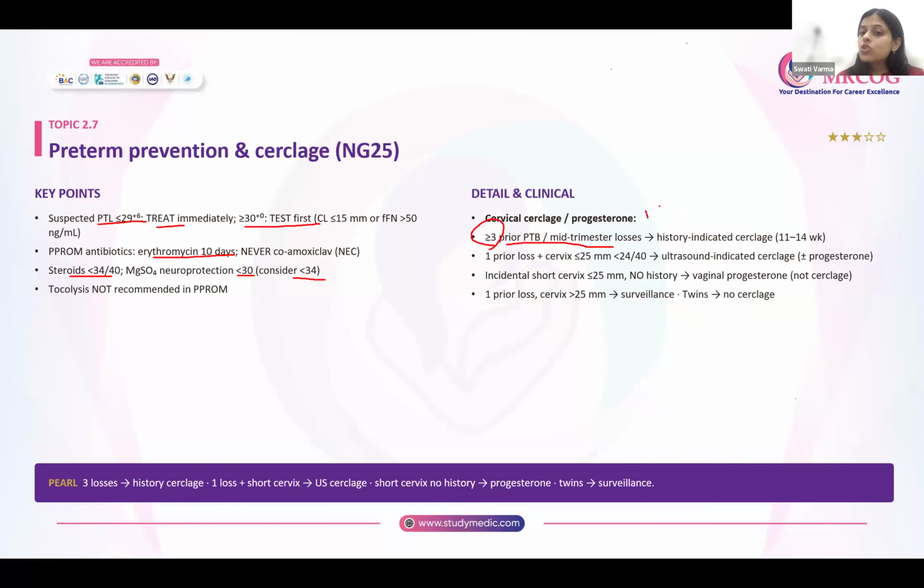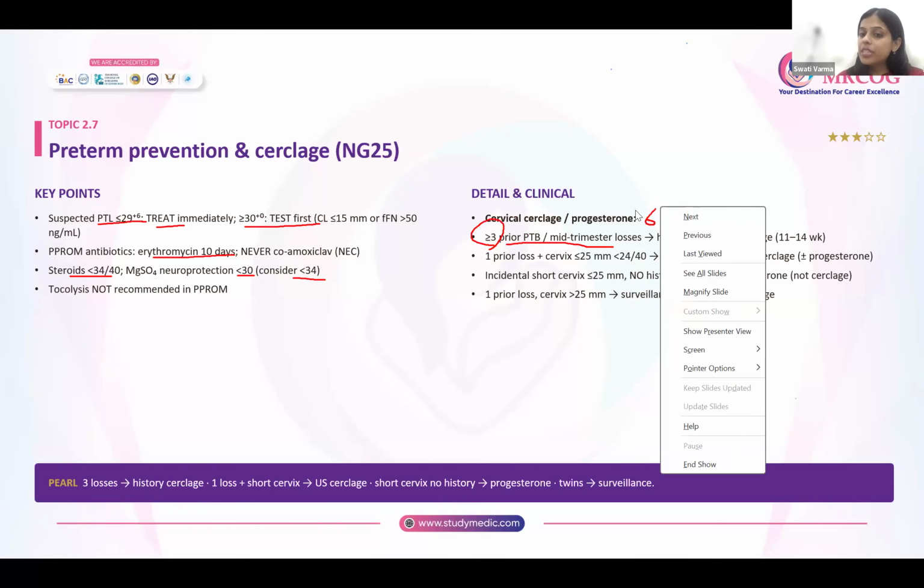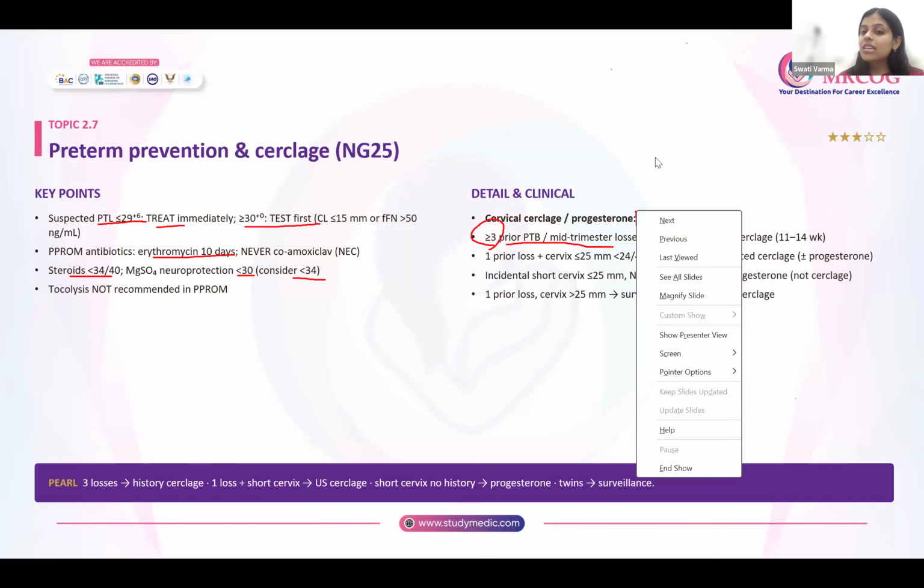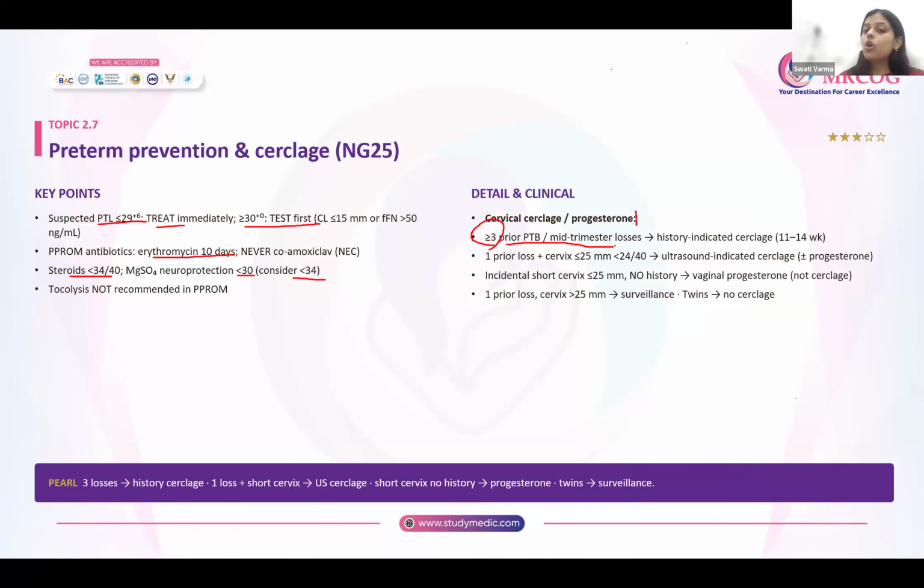Okay. So if she has undergone birth between 16 to 34 weeks, then it is called a prior preterm birth or mid-trimester loss. Then, although she will be classified as high risk, in this situation history indicated cerclage is justified. You can straight away counsel her and say that yes, at 11 to 14 weeks, I will carry out a history indicated cerclage for you, if she has delivered 3 times previously, prior preterm birth or mid-trimester loss.